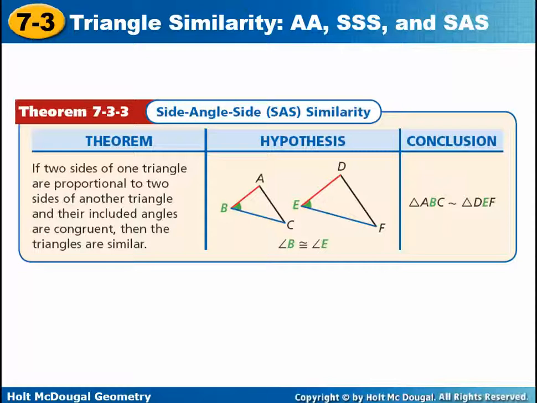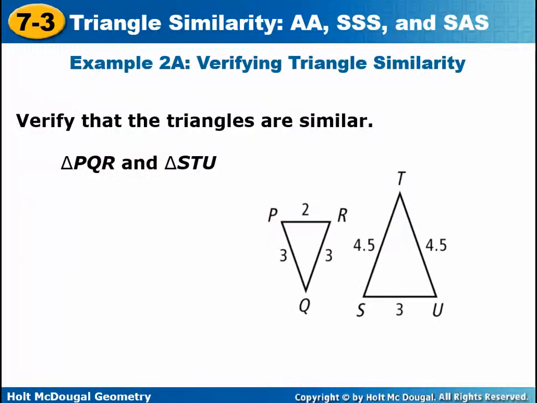Also, we can do side, angle, side. That means if you know angle B is congruent to angle E, and side AB over DE is the same ratio as side BC over EF, then you have similar triangles. So we'll use those in some problems here.